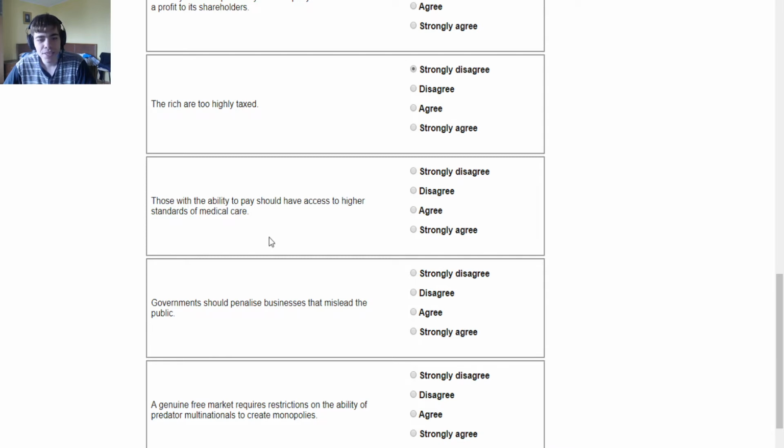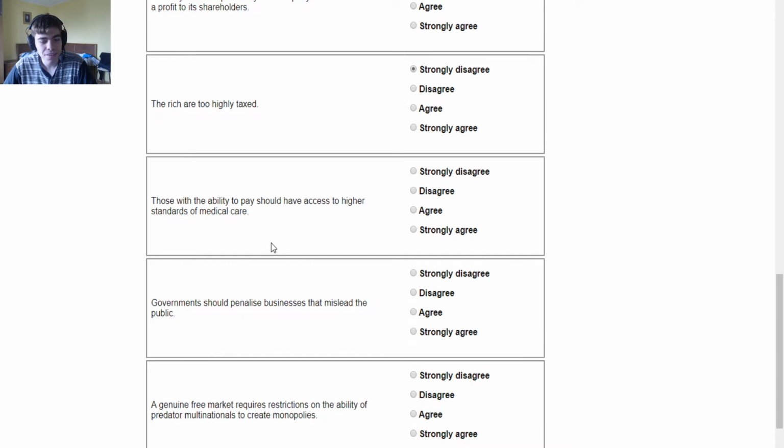Those with the ability to pay should have access to higher standards of Medicare. Now, this is an interesting one. Everyone should have access to healthcare, guaranteed, a human right, as Bernie Sanders would say. Everyone should have access to the highest standards of medical care. But if you are a very wealthy person, should you have access to even higher standards? Just pay your own doctors and research your own stuff.